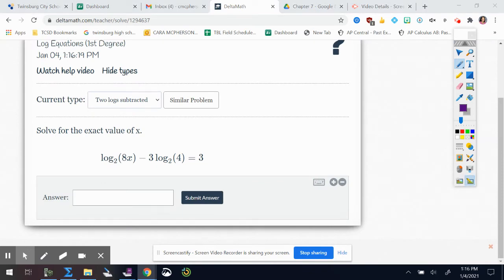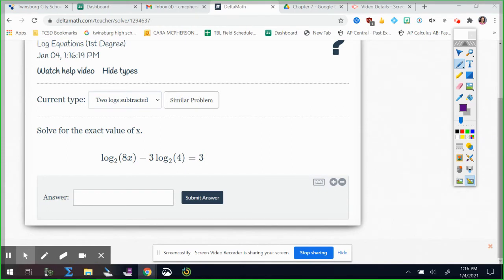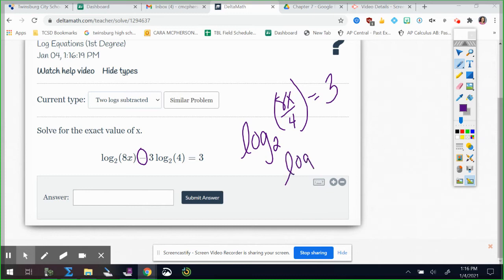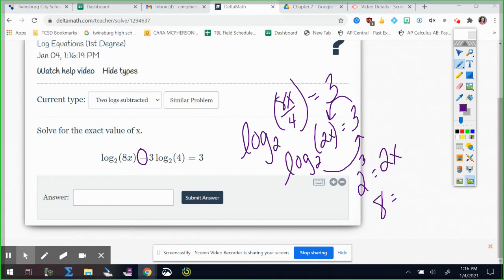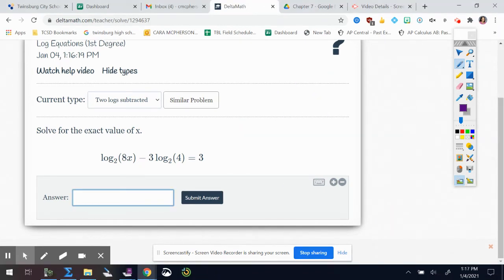These numbers are a little smaller, so this one might be a little easier. If two logs are being subtracted, then you want to condense it with division. So you're going to have log base 2 of 8x divided by 4 equals 3. Well, 8x divided by 4 is 2x. You're going to do 2 to the 3rd power equals 2x. 2 to the 3rd power is 8. And if you need a calculator, that's fine. And then finally divide both sides by 2. So you get x equals 4. And all you're typing in is the number. You don't have to type in x equals.